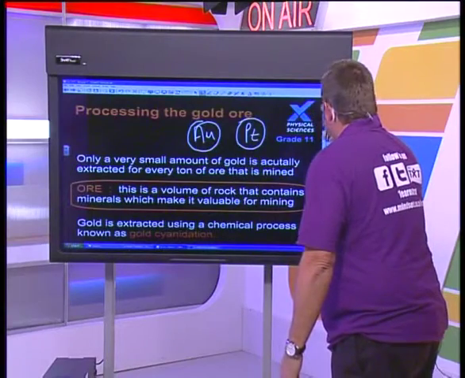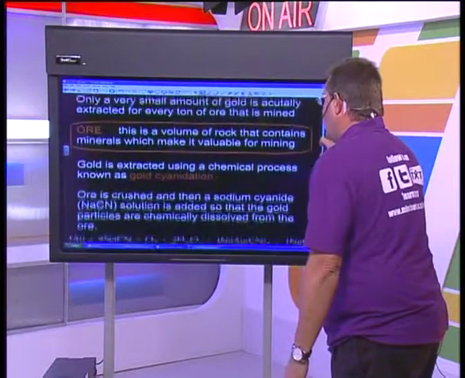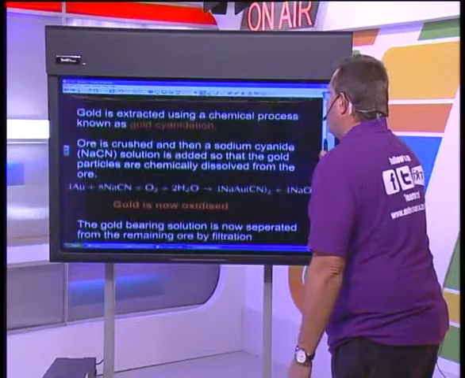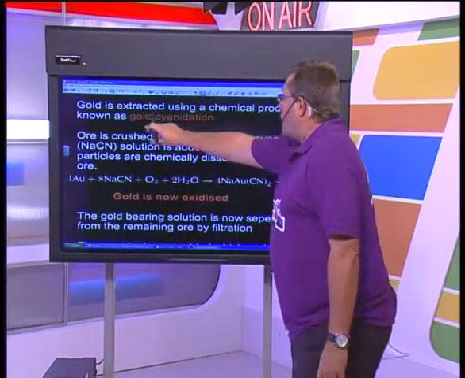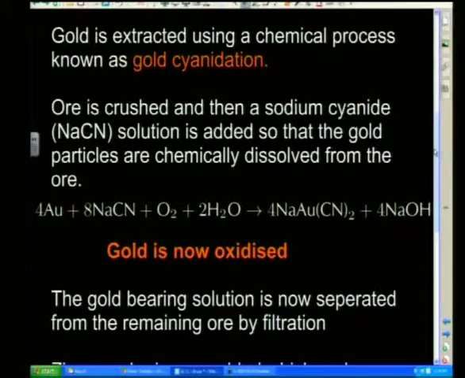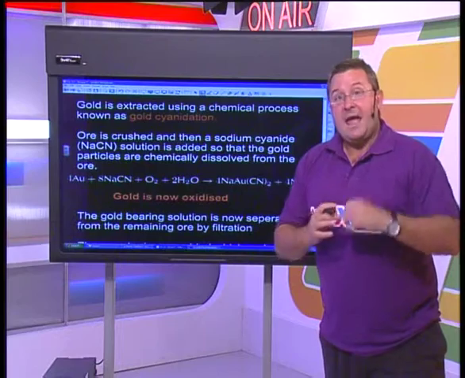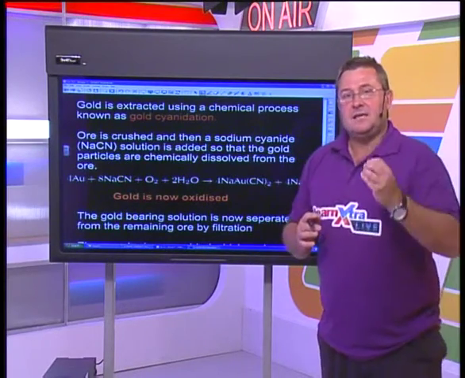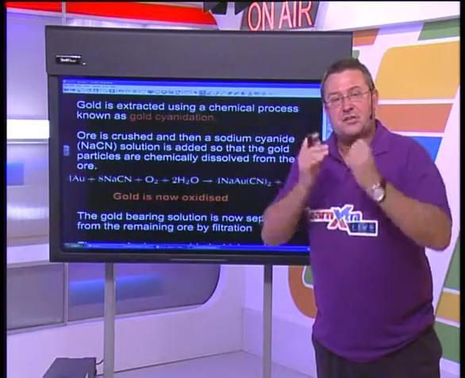But the important thing is that we're now going to have a look at that extraction process and the processing. We call it gold cyanidation. In fact, let me pronounce it properly: gold cyanidation. It involves using a cyanide compound, and the cyanide compound is what we have to use to extract the gold.